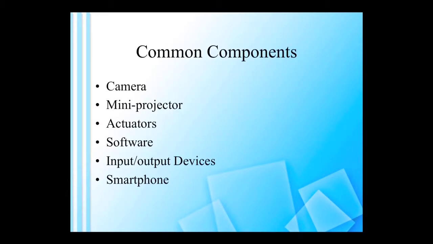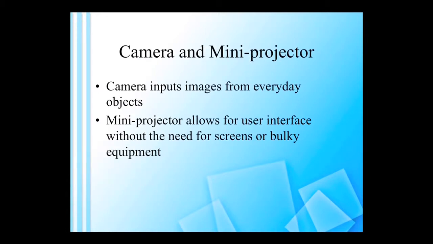Okay, now I understand we already mentioned some of these devices, such as the camera, the mini projector, the actuators, the software, the different input and output devices. But I'm going to dive a little bit further into those because it's essential if we are to understand them. Now, the camera and mini projector are basically the input and output devices that will project the interface over everyday objects.